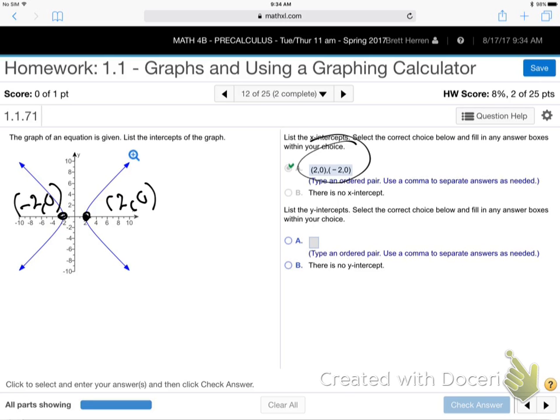What are the Y intercepts? Nothing. No, there's none. So we would choose no Y-intercept. Why? Because if the graph went through the Y-axis, then there'd be a Y-intercept, right? But it does not hit the Y-axis on that. Good on that.